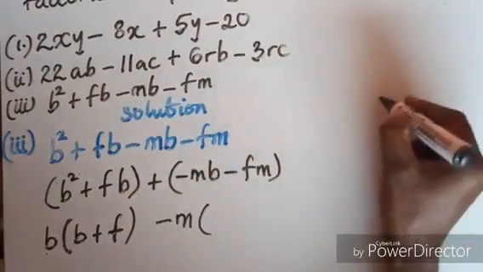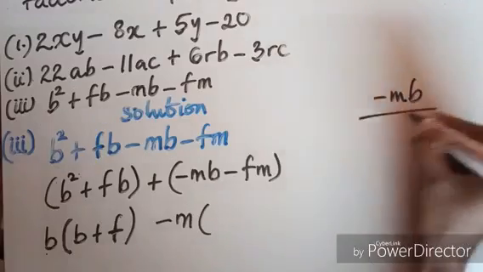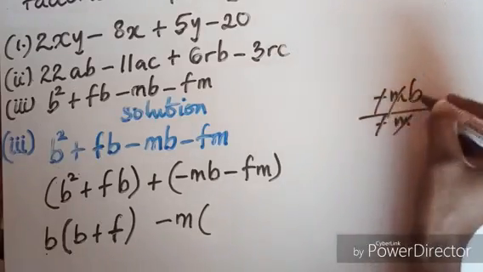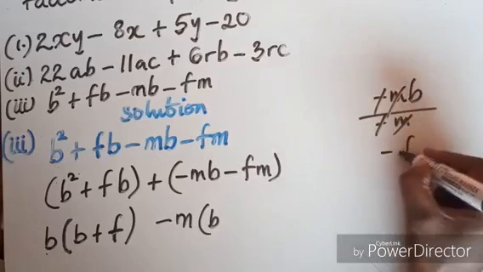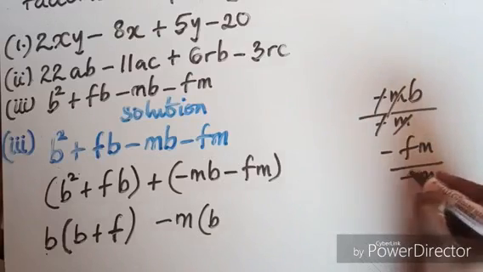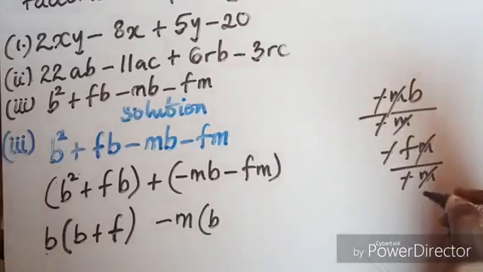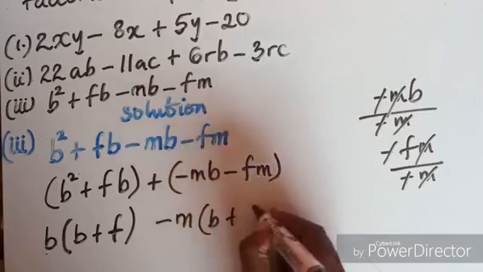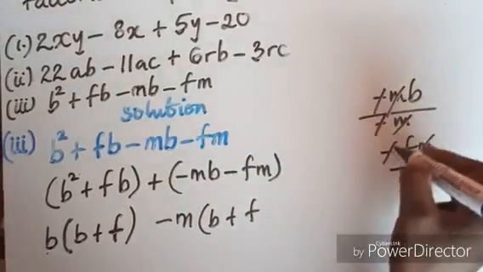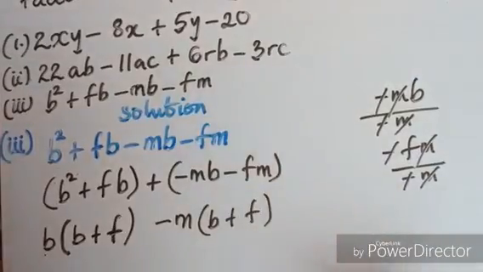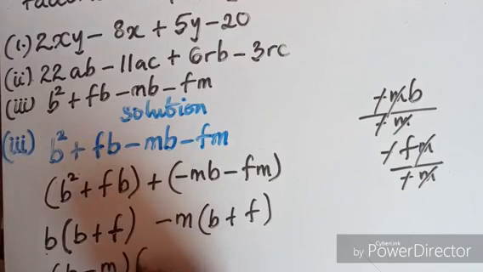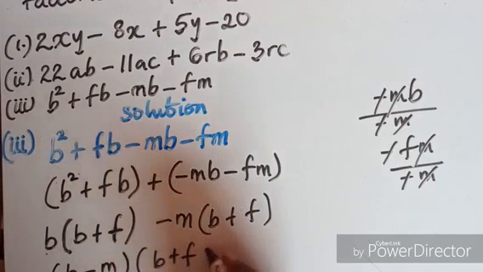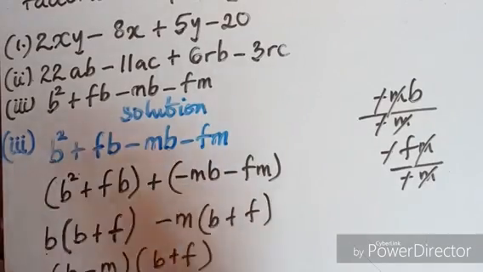So we get negative mb divided by negative m. We're going to get what? B. So we get b. Then negative fm divided by negative m. Negative cancels negative, m cancels m. We are left with what? Plus f. So when negative cancels negative, this f becomes positive. So finally we have b minus m, then b plus f. Okay, so this one becomes the solution.